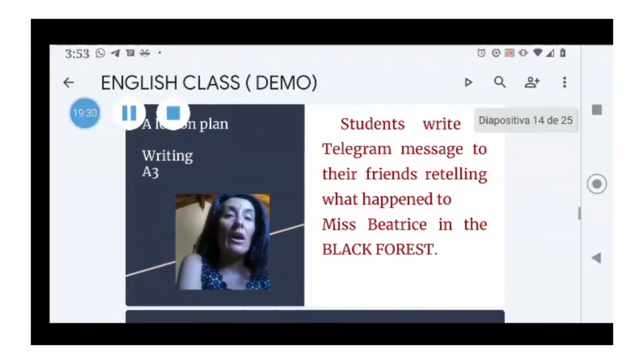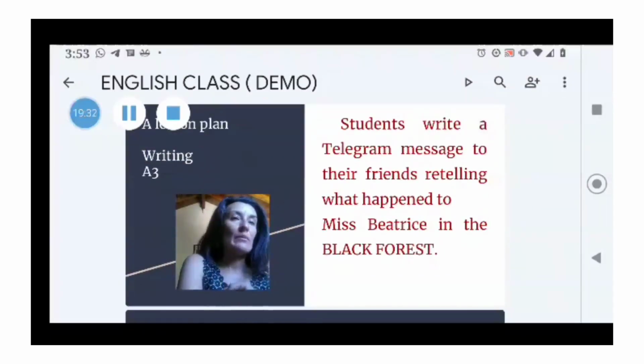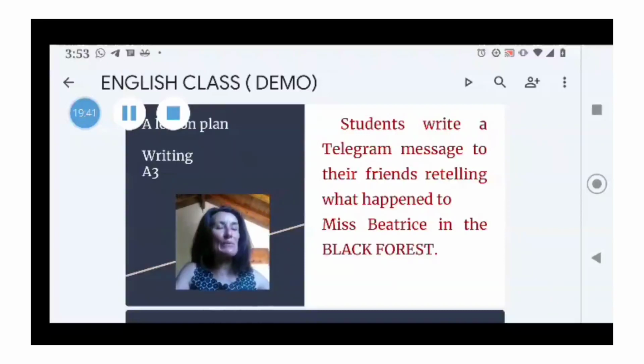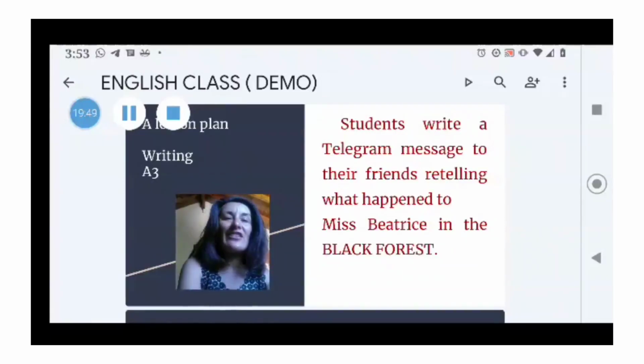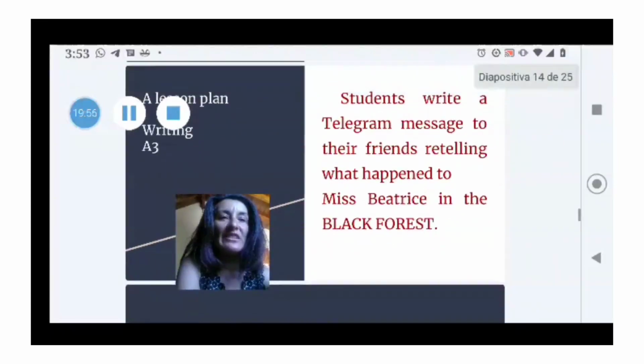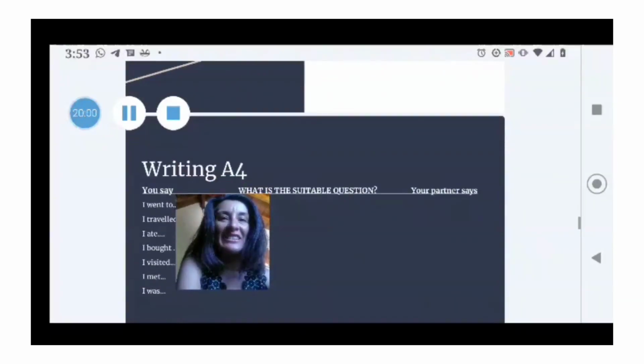Following that, we will have another writing, but now the students must express themselves. Students must write a telegram message or WhatsApp message to their friends retelling what happened to Miss Beatriz in the Black Forest. They will engage with that because they are in front of the main character of the story. So it's interesting. They will laugh a lot about me also because the story is funny.